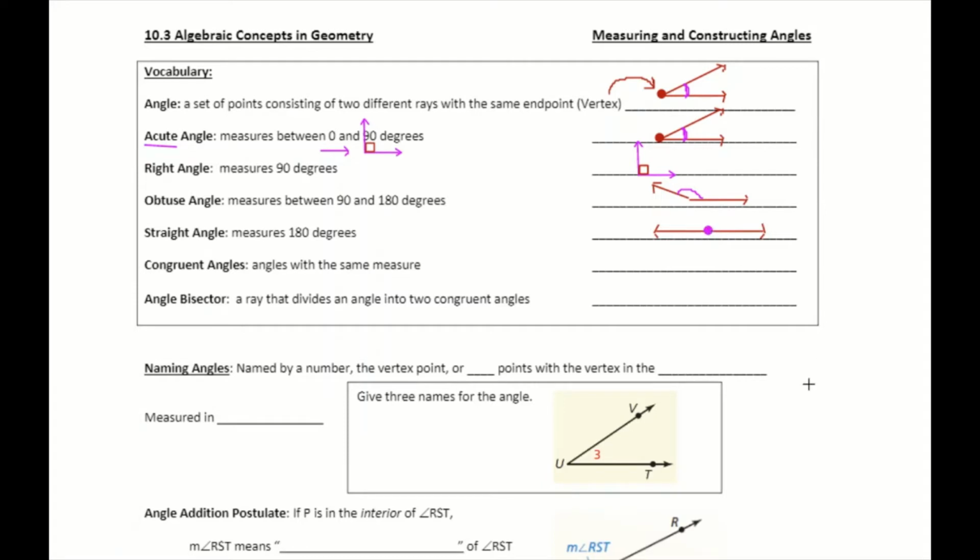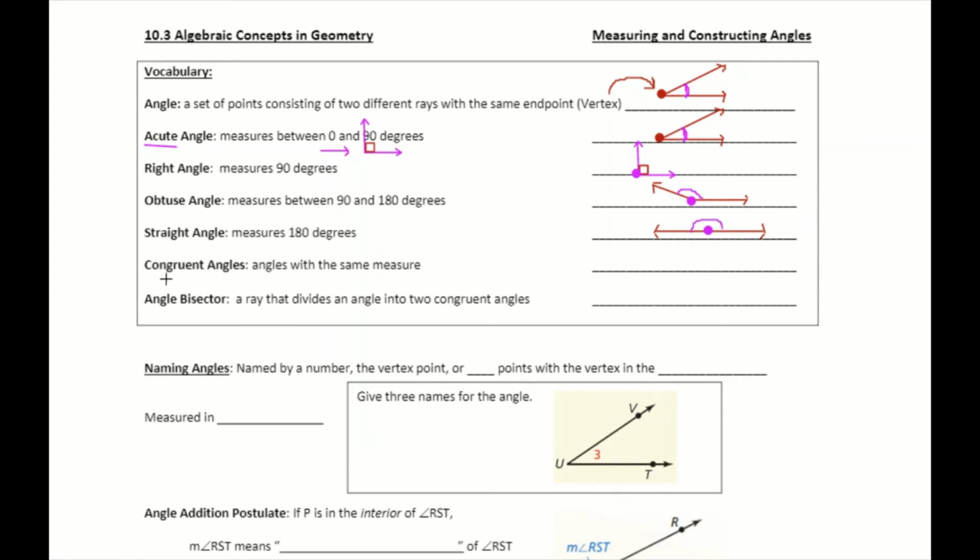So let's say the vertex might be here. The vertex is here, the vertex is here. I didn't really include those points up there. But this is a straight angle, okay? It's half of a revolution. And so this angle right here would be 180 degrees, okay?